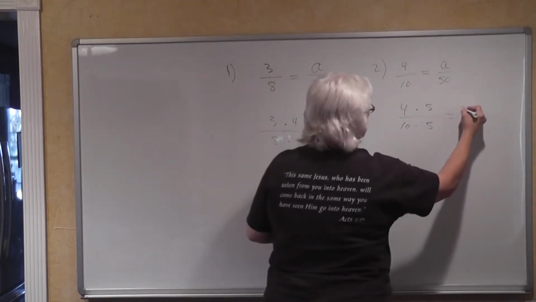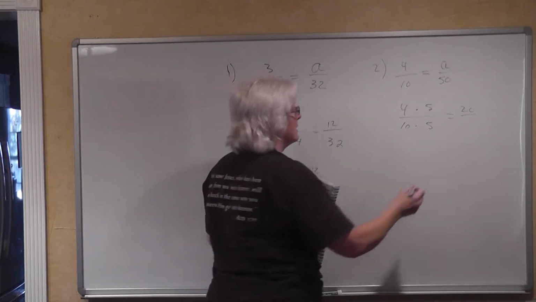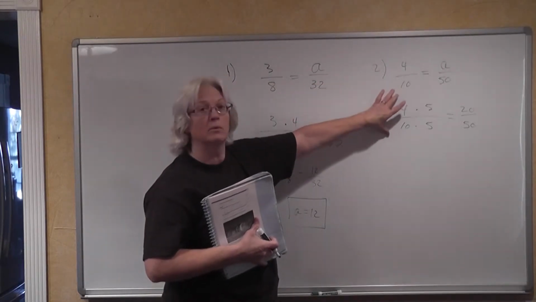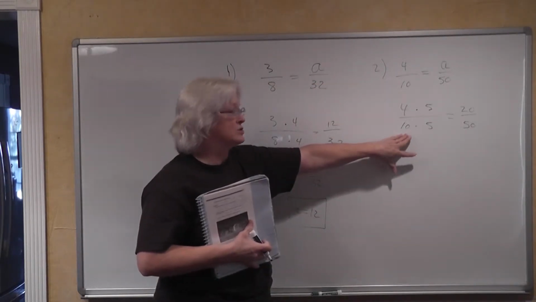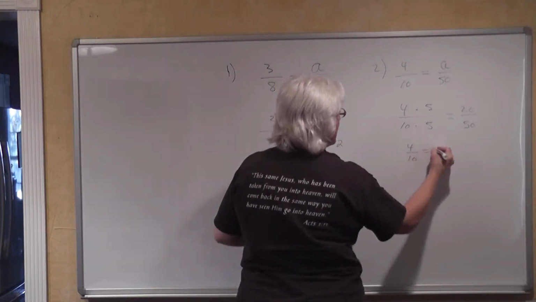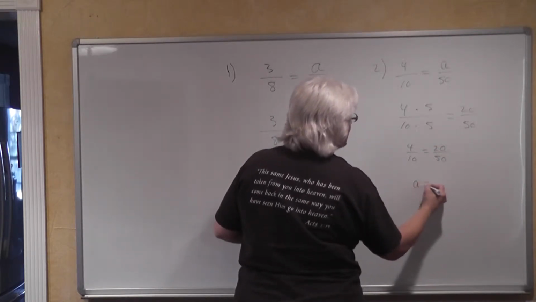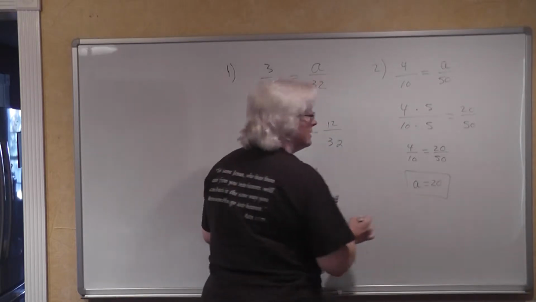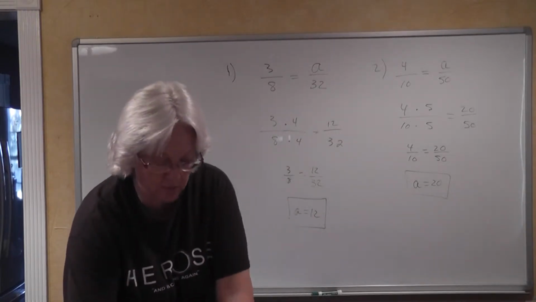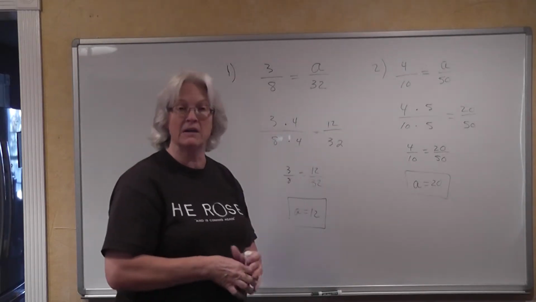Multiply numerators together. 4 times 5 is 20, over. Multiply denominators together. 10 times 5 is 50. And what you have, we've written an equivalent fraction for 4/10. So 4/10 is the same as 20 over 50, which means that A has a value of 20. That's all they're wanting you to do with these problems when you're converting into an equivalent fraction, or when you're renaming as an equivalent fraction.